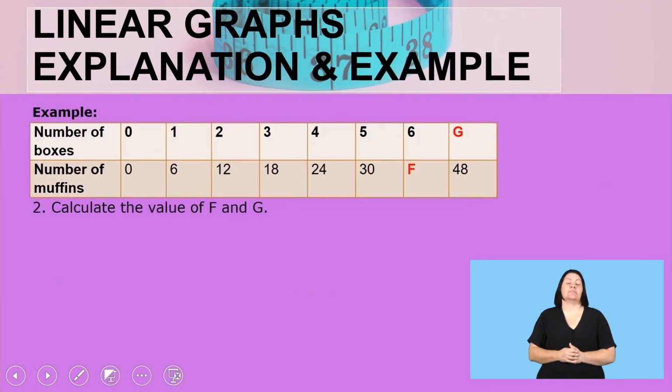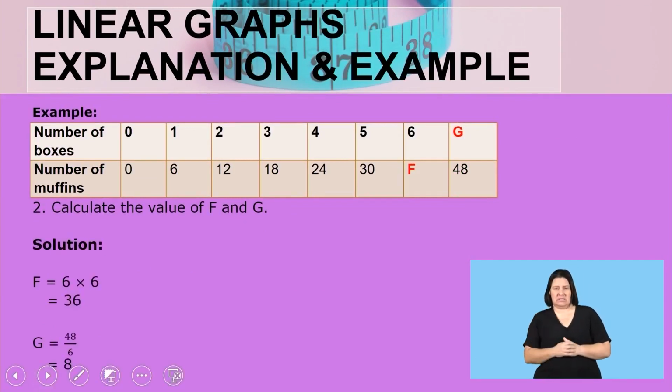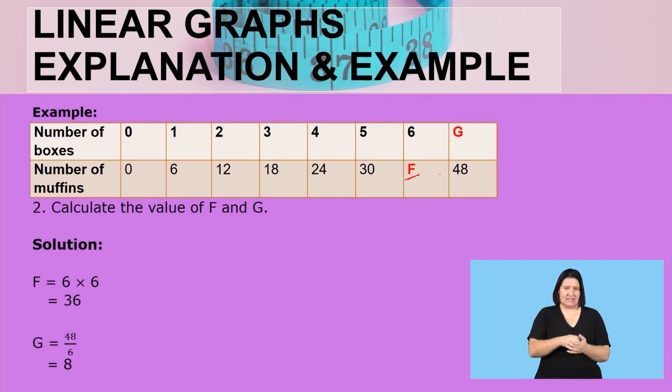So let us have a look at the next question. Calculate the value of f and g. To calculate the value of f and g, let us have a look at f. What does f represent? f is the total number of muffins that will be in 6 boxes. To find how many muffins will be in 6 boxes, we simply take 6 boxes, multiply by the number of muffins in 1 box, which is 6. I hope if you press your calculator, 6 multiplied by 6 will give you 36. Therefore, in 6 boxes we will have 36 muffins.